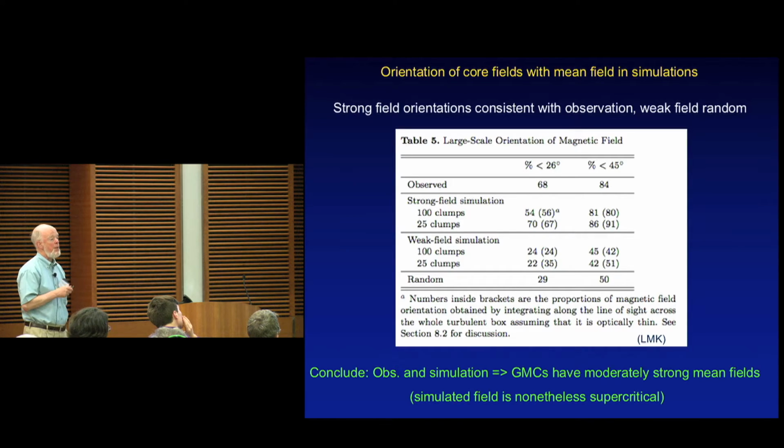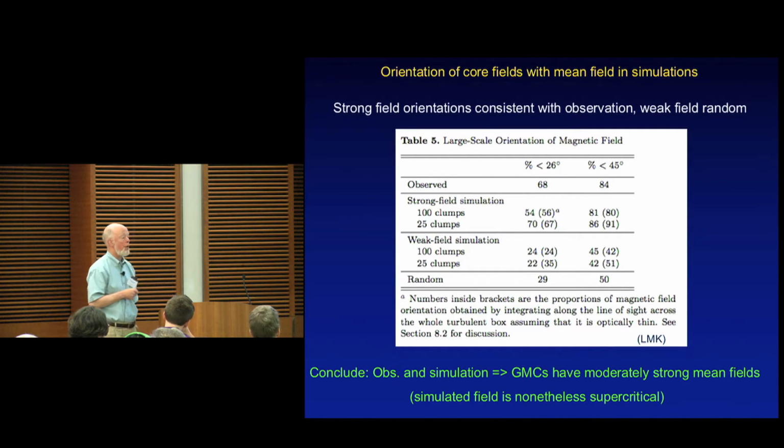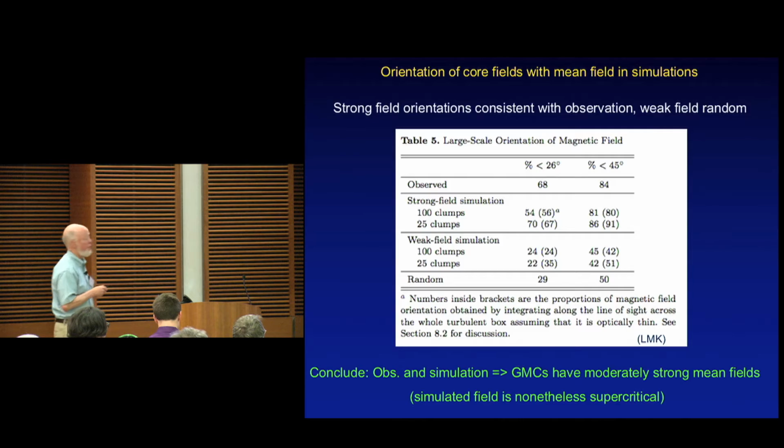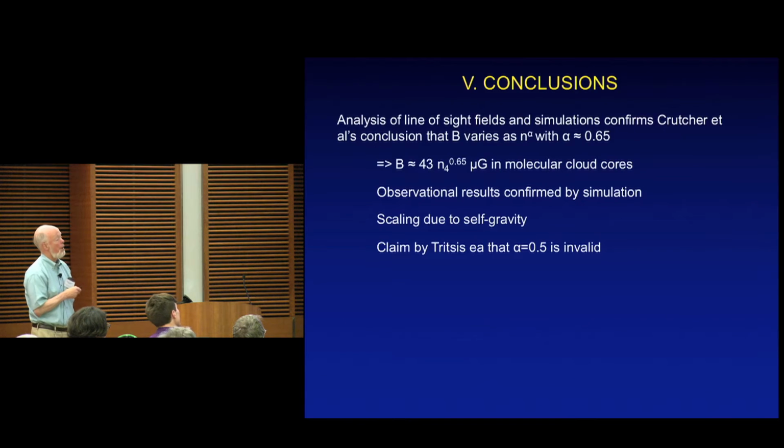So it seems to me that this is very direct confirmation of the conclusion that Huabai Li and company reached, which is that the mean magnetic field in the interstellar medium is fairly strong. And so the conclusions for my talk are, first of all, that the analysis of the line of sight fields and the simulations confirm the conclusions by Crutcher et al. That the magnetic field varies as density to the alpha, and that alpha 0.65 is close to the theoretically predicted value by Mestel, 2/3, for spherical contraction with the weak field.